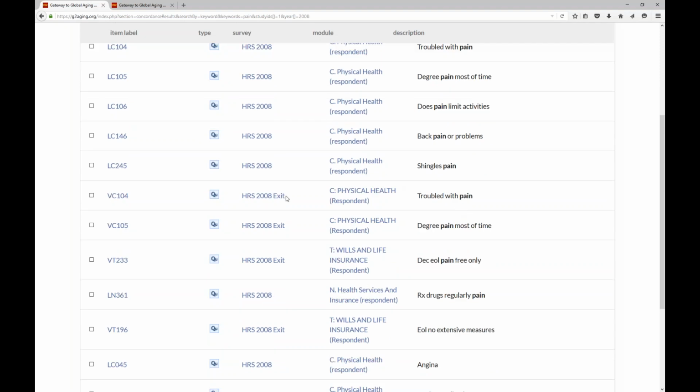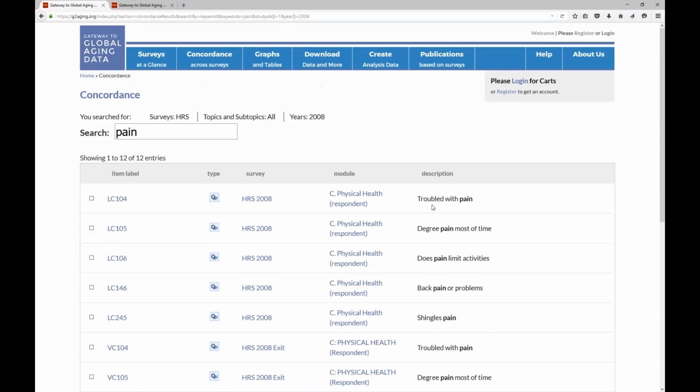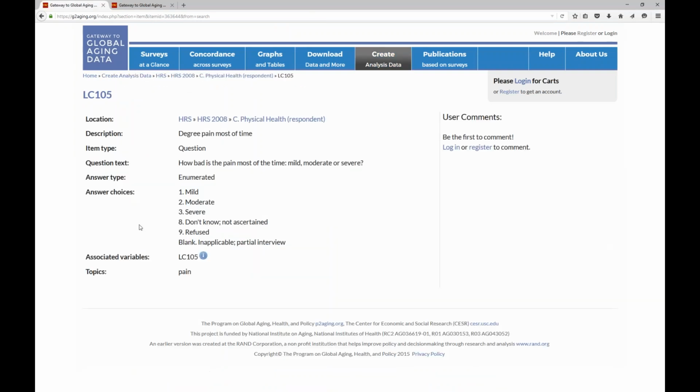They also have an exit survey, and an exit survey is the survey that is given to the nearest or closest family member once someone has died. So you can get an idea of what the end of someone's life was like. So there are quite a bit of questions around pain. For any of these, you could just jump into this question.